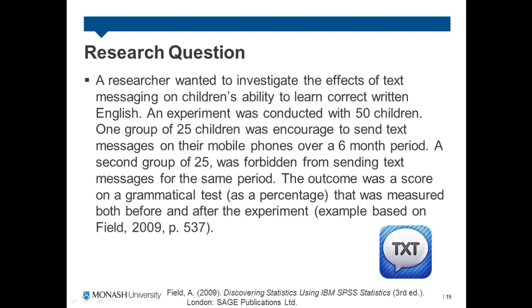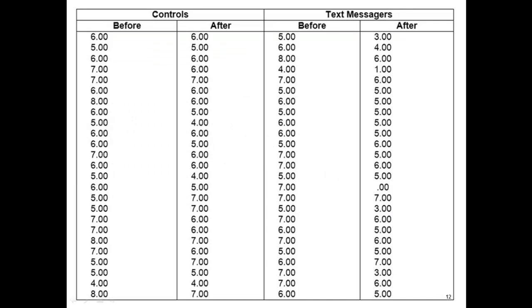A researcher wanted to investigate the effects of text messaging on children's ability to learn correct written English. An experiment was conducted with 50 children. One group of 25 children was encouraged to send text messages on their mobile phones over a 6-month period. A second group of 25 was forbidden from sending text messages for the same period. The outcome was a score on a grammatical test that was measured both before and after the experiment. And this is our data set.